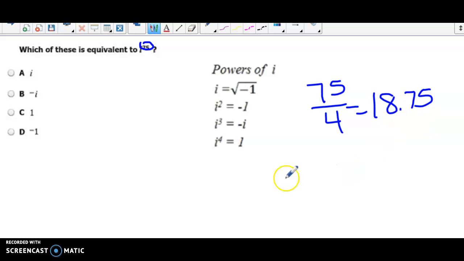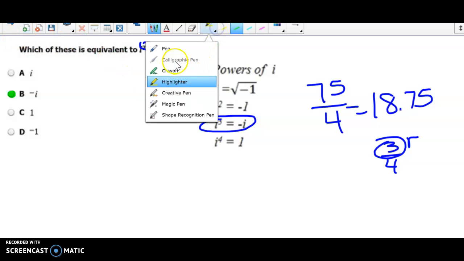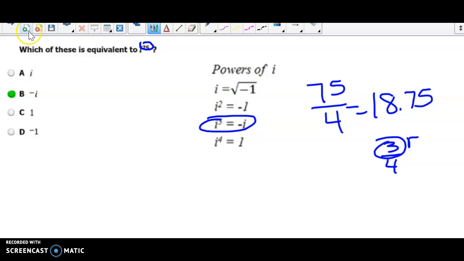Well, 75 over 4 is the same thing as 18 and 3/4. So we have a remainder of 3. So we come back over here and we see i to the 3rd is negative i. So our answer here is going to be B, negative i. Okay? Questions or problems on that one? Just remember your rules for your powers of i. That's the most helpful thing you can remember, these 4 powers.